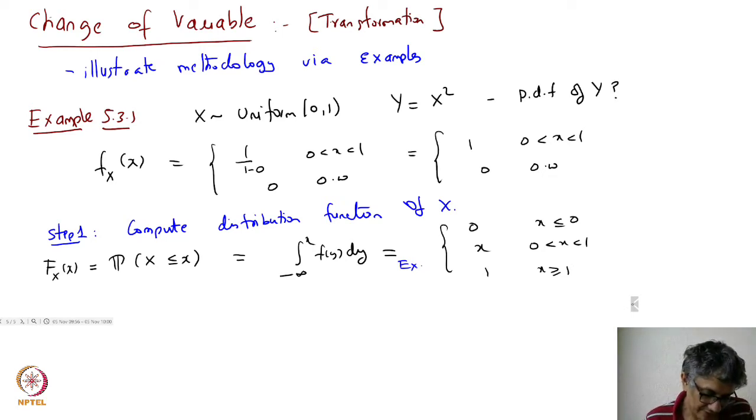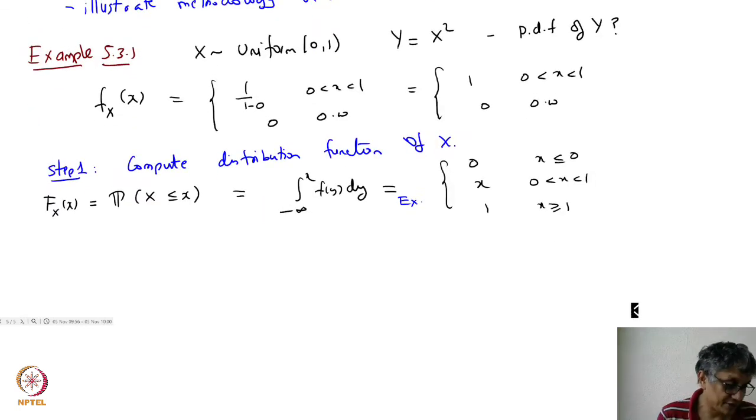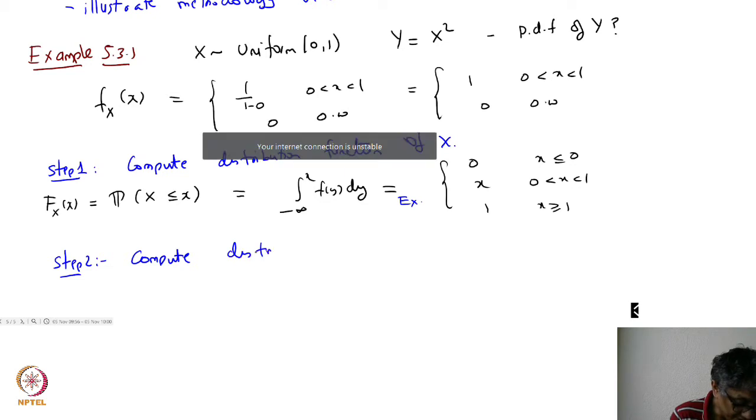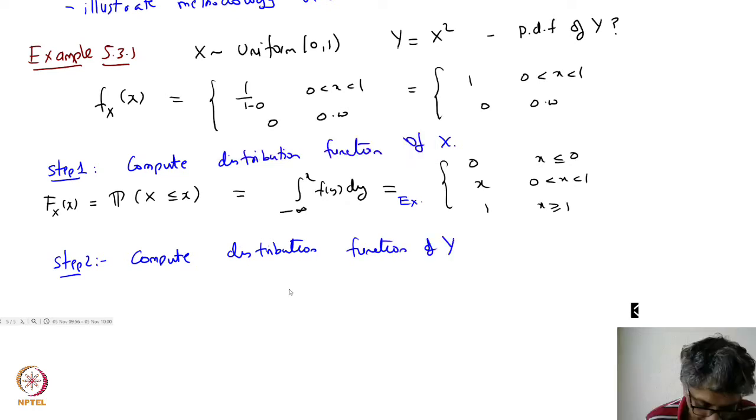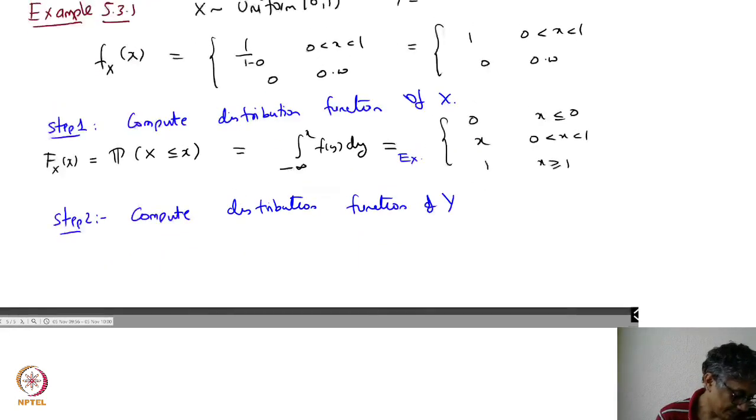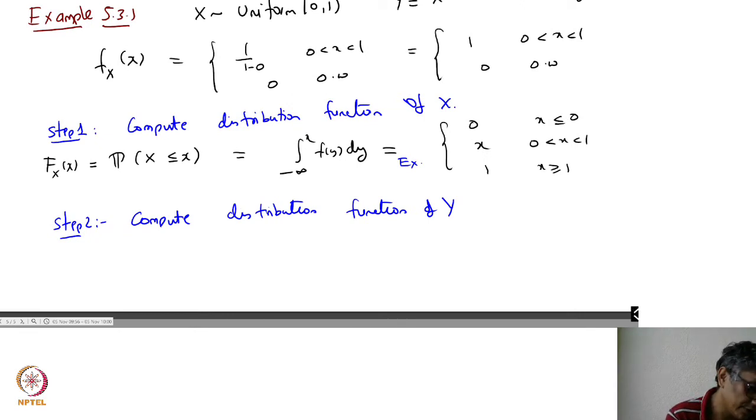Now, once I have this, I have the distribution function of X. So step 2 then is to compute the distribution function of Y. Now I want to compute the distribution function of Y, so I come down here. This is the next step. So how does one do this?